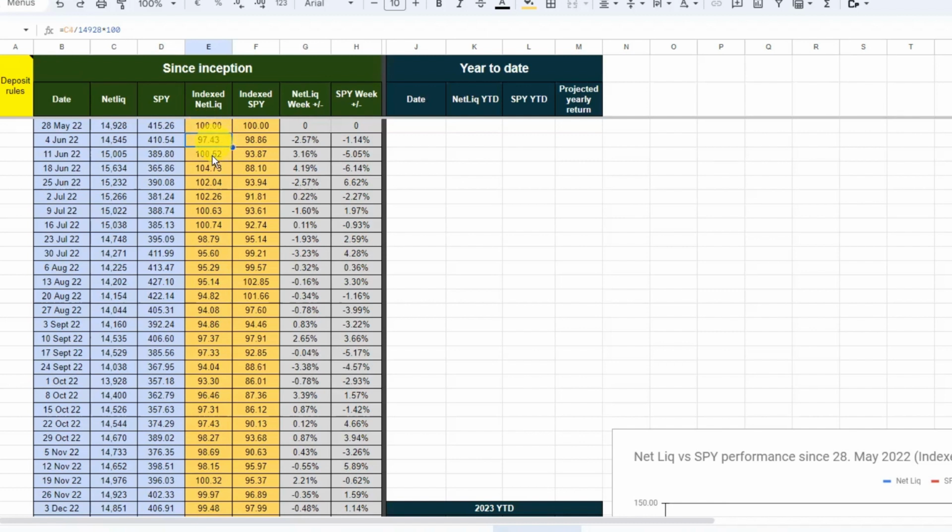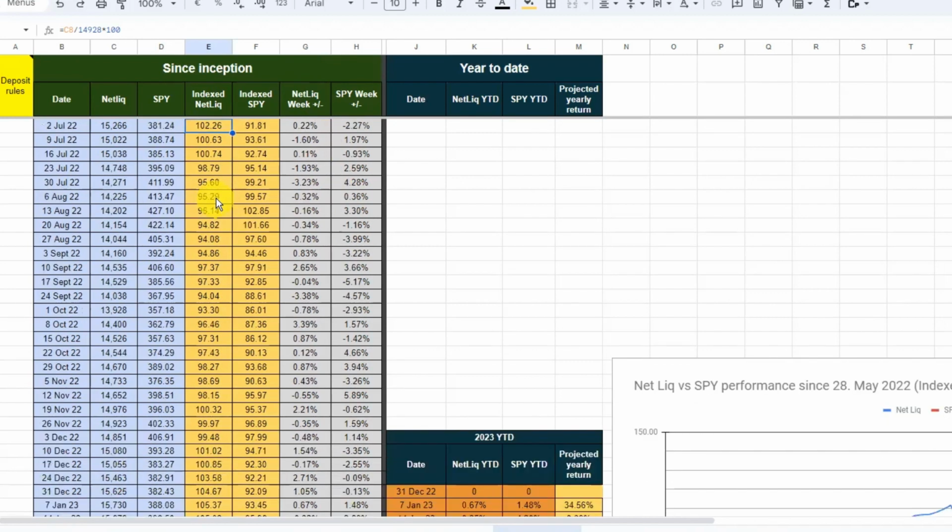From that point on, you will see that the formula stays the same. The only number that changes is the first number here that follows the NetLiq as it changes. Basically, if you start with 100, then 102.26 means that you are 2.26% up, and then 98.79 means that you are down 1.21% since the beginning. Now I have another weekly NetLiq performance tracker that takes it week by week, but that's not important at the moment. These numbers are week over week. I do it once per week.